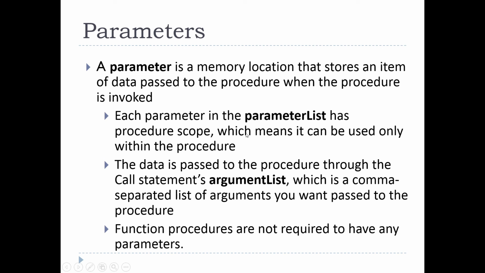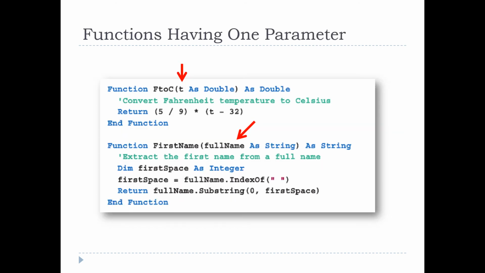Okay. There is a kind of subtle difference between the keywords parameter and argument. When we talk about parameter, we're talking about the actual variable names inside the function or the subroutine. When we say argument, we're talking about the values we pass to that function. Okay, so I'll show you what that means here.